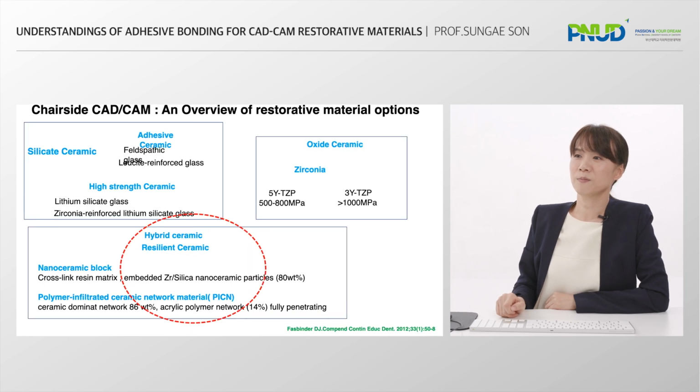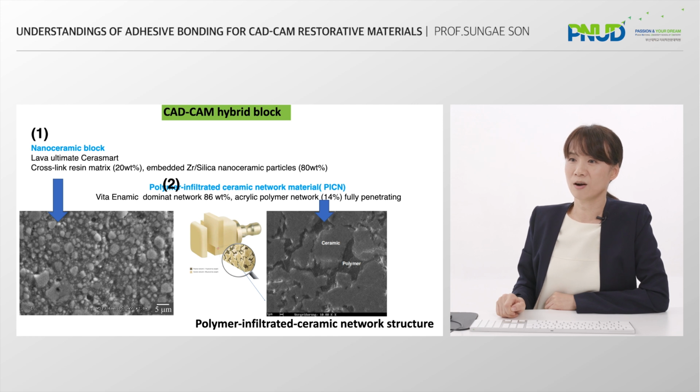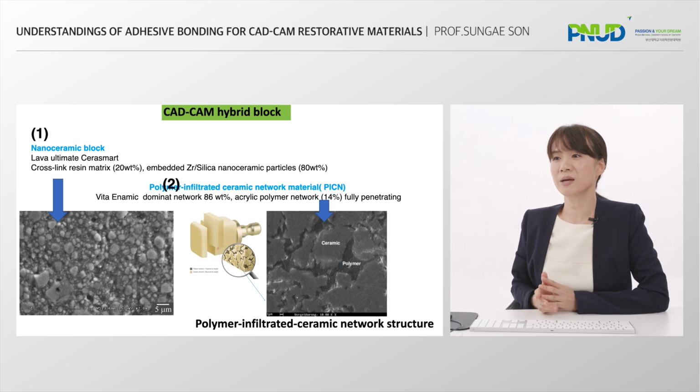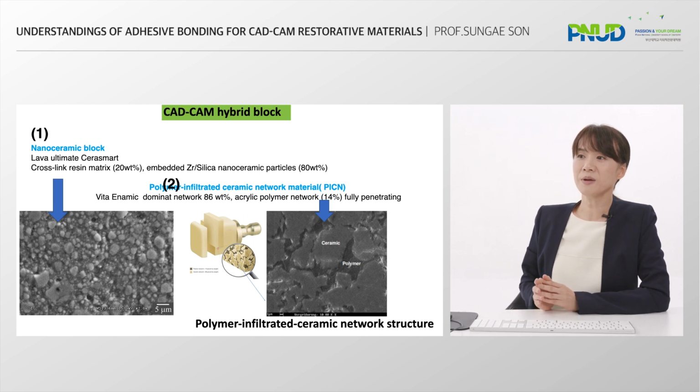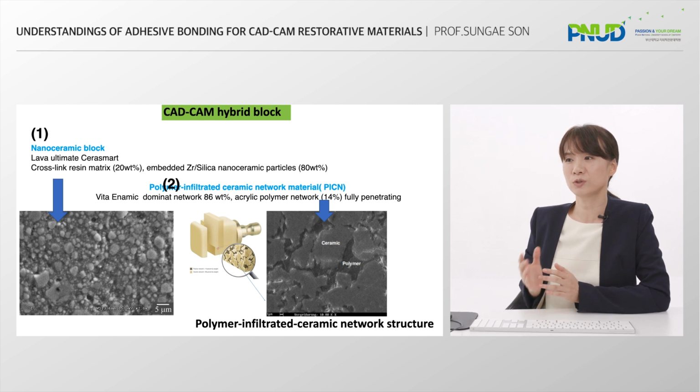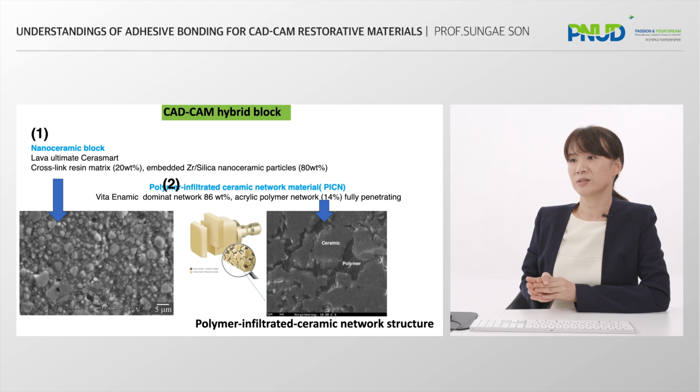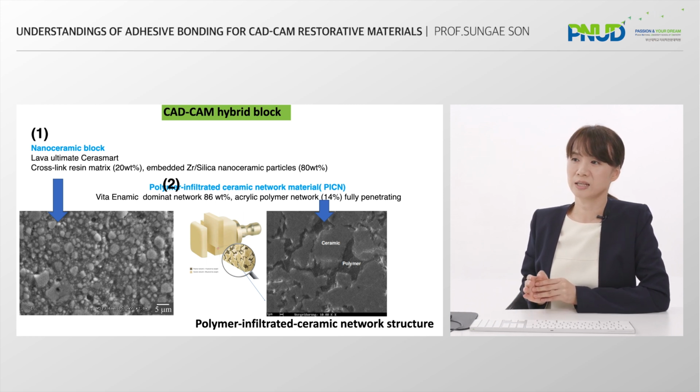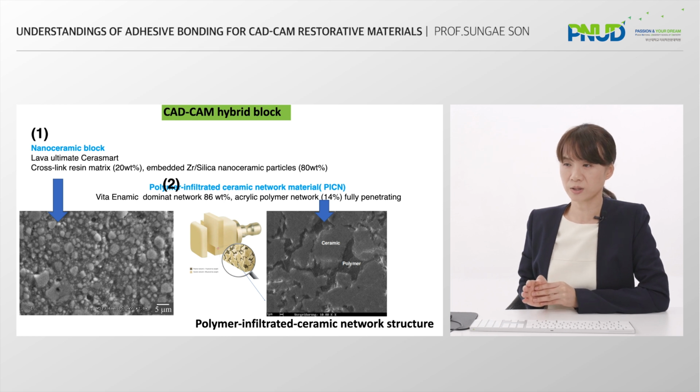Let's move on to the bonding of the hybrid ceramic block. Hybrid blocks are broadly divided into two groups. Number one, a nanoceramic block, in which ceramic particles are mixed in a cross-linked resin matrix. Number two, polymer infiltrated ceramic network blocks, in which polymer is injected into the ceramic network structure.